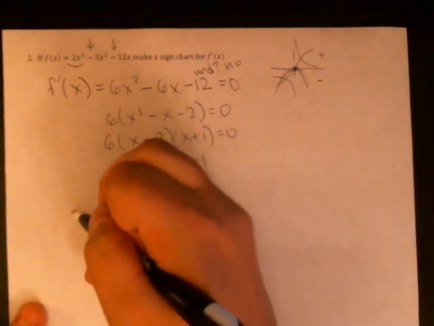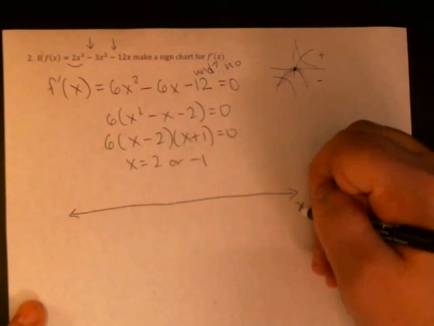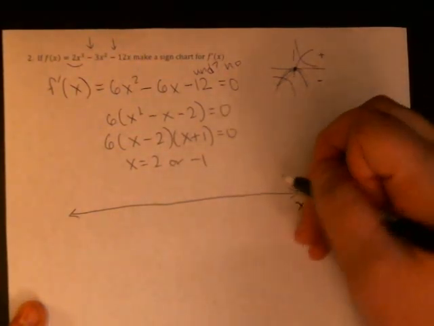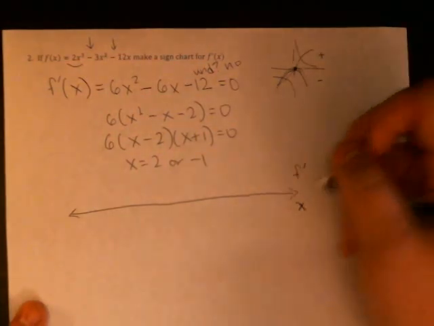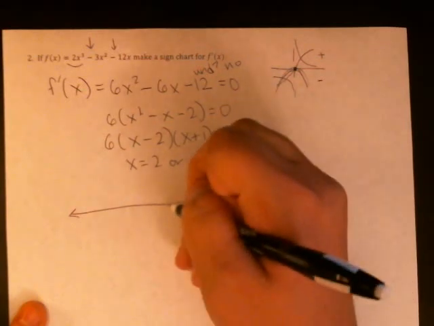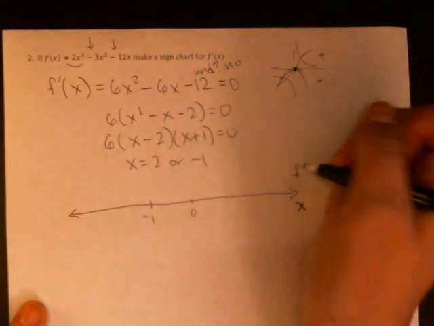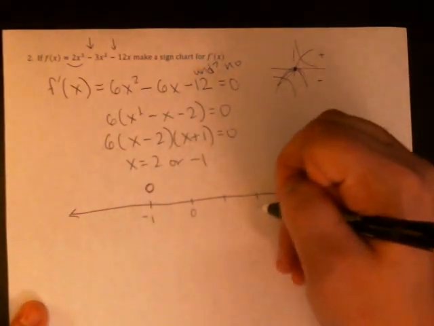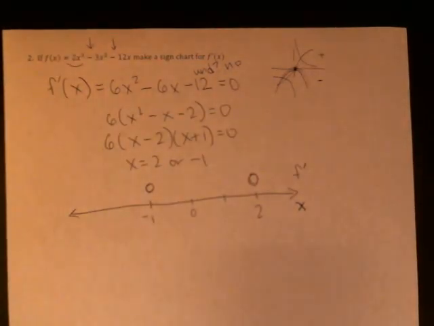Okay, so starting my sign chart, it's a number line. The number line represents all the x values, and then up above I'm just going to jot down some information about f prime. So I know that when x is equal to, here we'll put 0 in the middle, but that's not a rule. You don't have to put 0 in the middle. When x is equal to negative 1, f prime is 0, and when x is equal to 2, f prime is also 0. Okay, so that's my starting place.